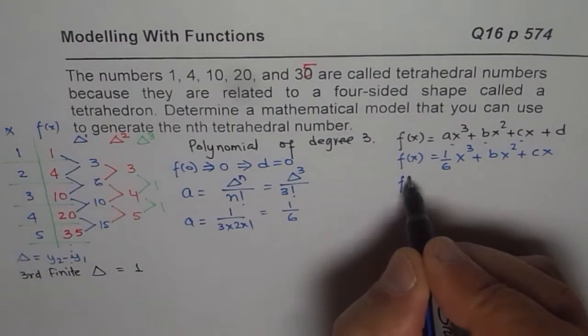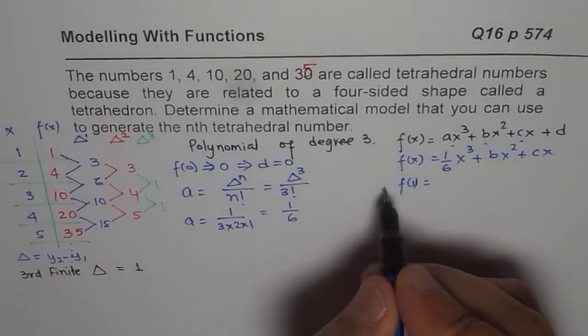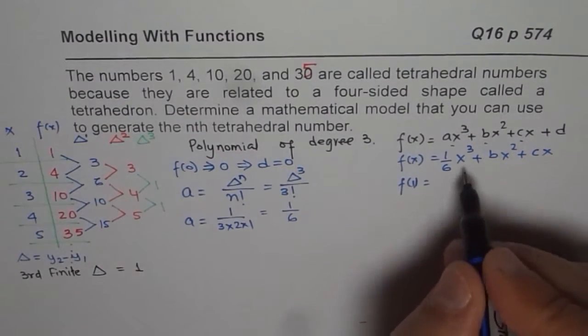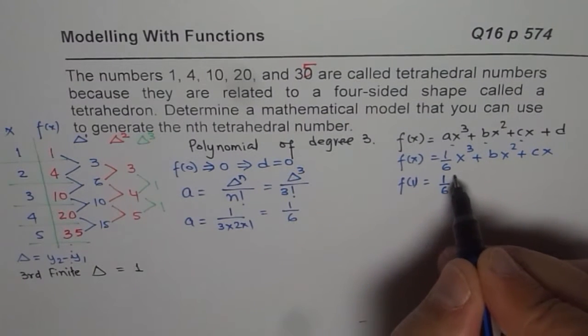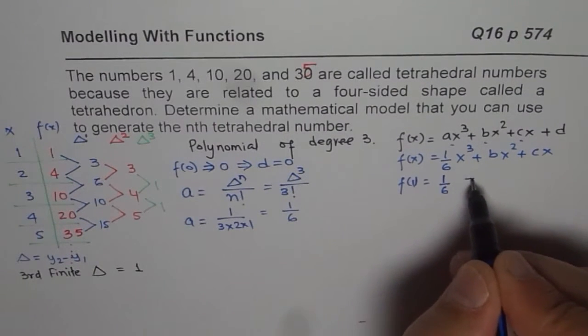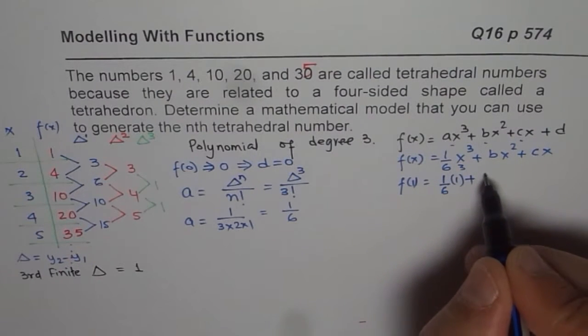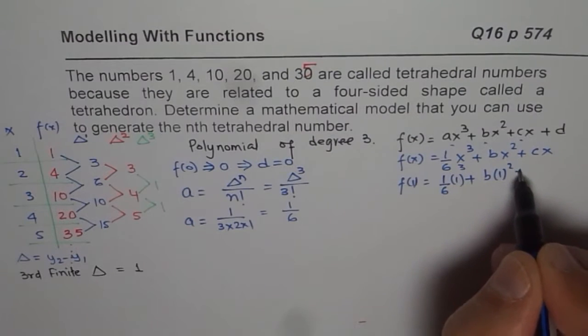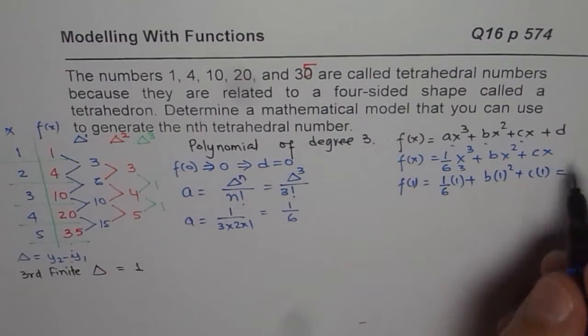Okay. So we will use 1, 1 first. So what is f of 1 equals to? F of 1 is 1. So we'll write f of 1 as equals to 1. We'll write later. But substitute x as 1. So we get 1 over 6, 1 cube, which is 1, plus b times 1 square, plus c times 1. That should be equals to 1, correct?